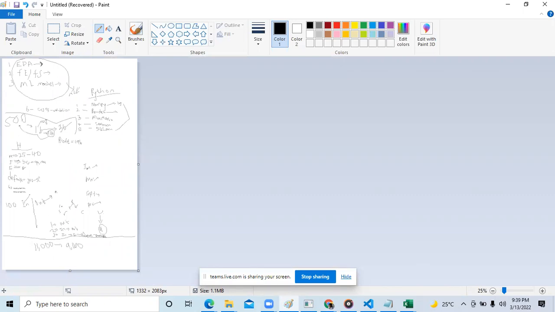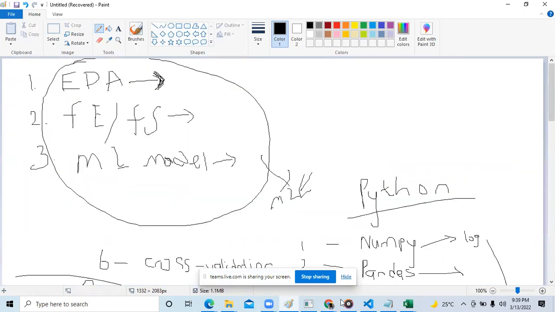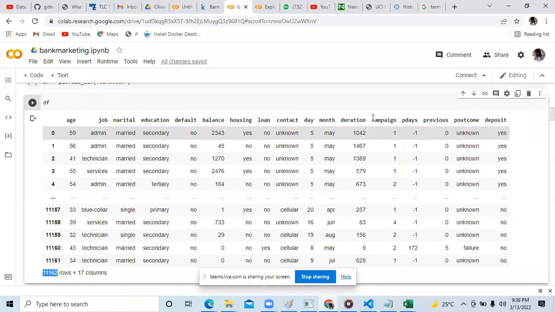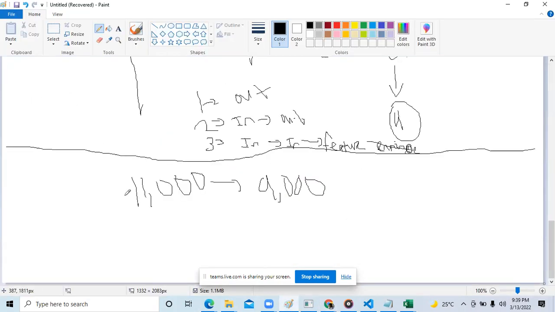I said a particular row. Let's say that row is the duration row, for example. This data set has 11,000 rows, but this duration has 9,000 missing values. So we have 11,000 rows in the data set, but it has 9,000 missing values. So what do you do to it?